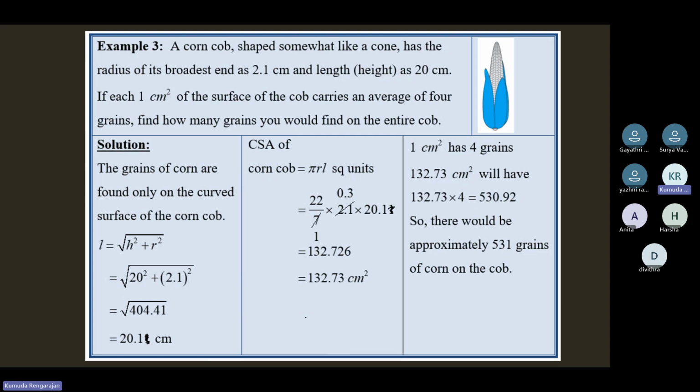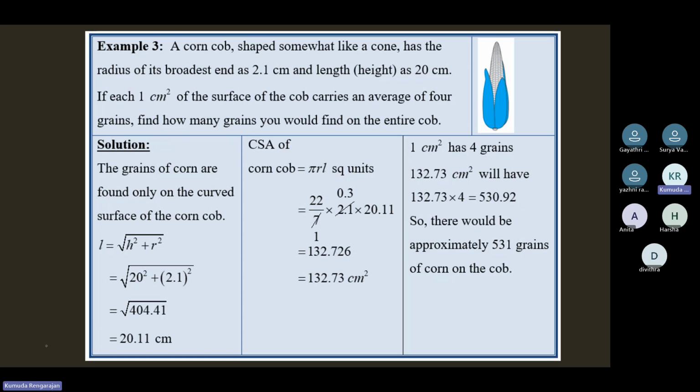Now that you've got the value of L, pi r L, the curved surface area is this one. Now it's like one pencil, 4 rupees, so the number of pencils will be this one into 4. In the same way here, 1 centimeter square carries 4 grains. So many centimeter square will carry 132.73 into 4. So approximately the entire corn cob has 531 grains.